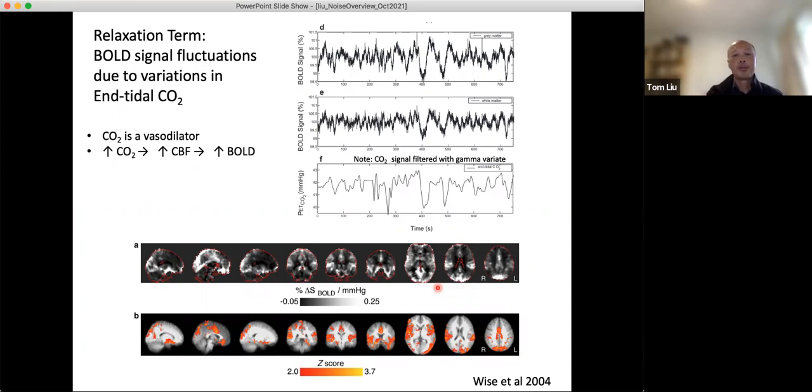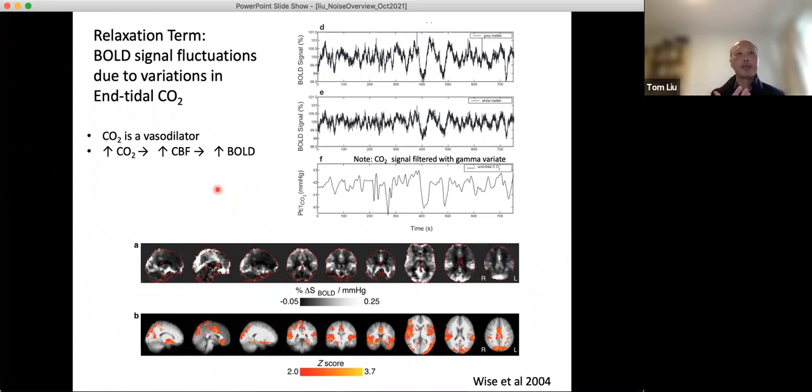All right. One of the earliest observations of these low frequency artifacts that would modify R2 star came from Richard Wise and others in 2004. Here, this is the gray matter signal, this is the white matter signal, and this is the CO2 signal. You can see there is some correlation between these signals. If you look at areas that are correlated, you see these maps that have been repeated in other studies as well.